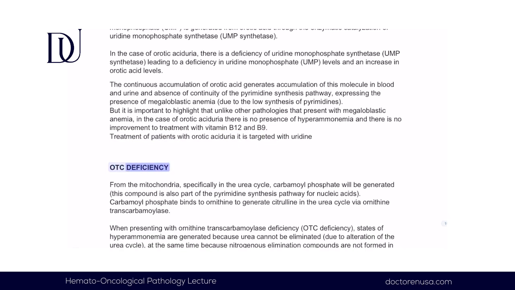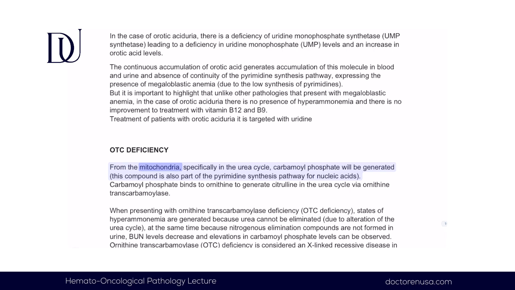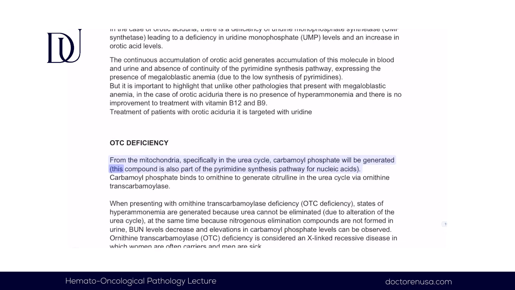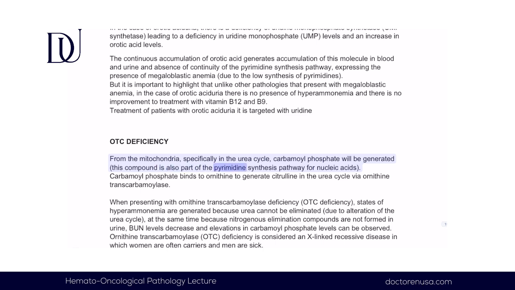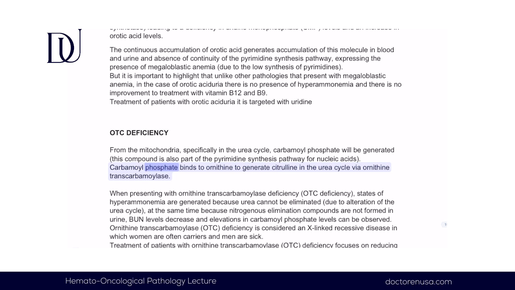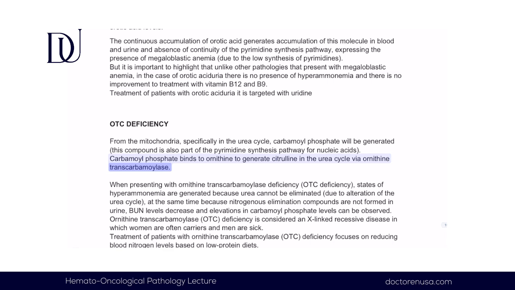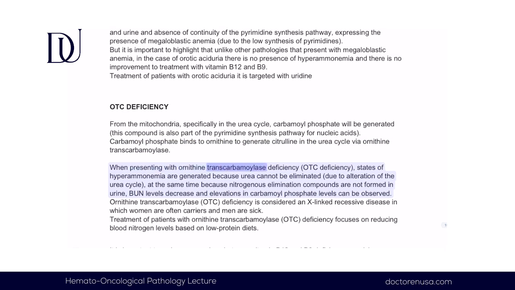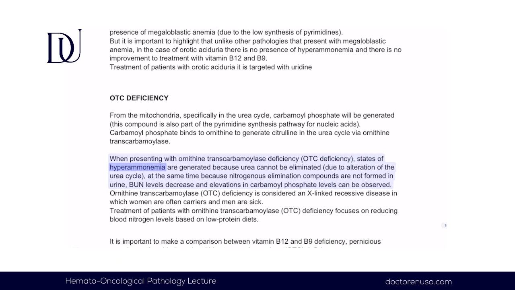OTC deficiency. From the mitochondria, specifically in the urea cycle, carbamoyl phosphate will be generated. This compound is also part of the pyrimidine synthesis pathway for nucleic acids. Carbamoyl phosphate binds to ornithine to generate citrulline in the urea cycle via ornithine transcarbamylase. When presenting with ornithine transcarbamylase deficiency, OTC deficiency, states of hyperammonemia are generated because urea cannot be eliminated due to alteration of the urea cycle.